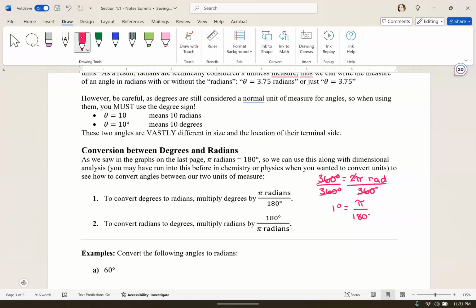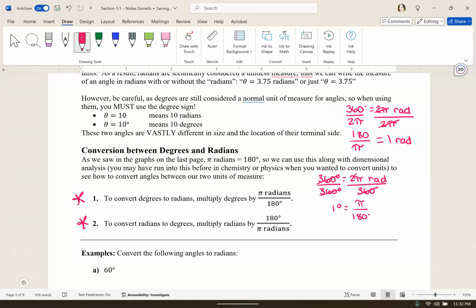But think about it if I wanted to do it the other way. 360 degrees equals 2 pi radians. If I wanted to divide by 2 pi, the 2 pi's would cancel. I get 1 radian. And so therefore here I would get 180 degrees divided by pi would equal 1 radian. And so that is where these conversions come from.